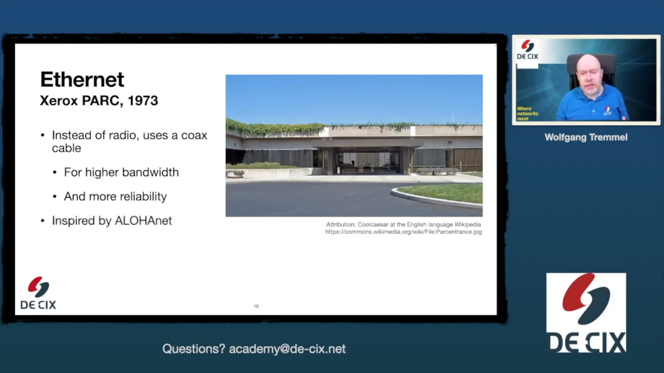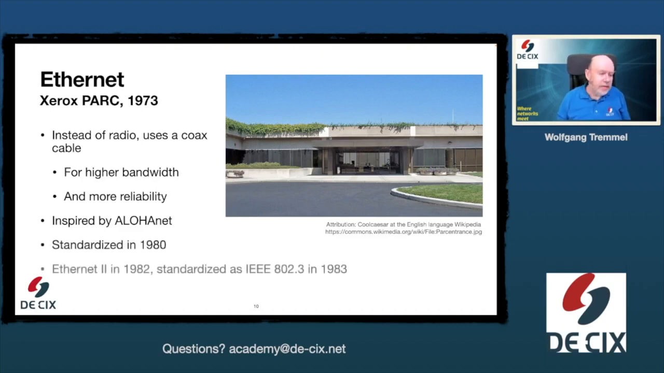The whole setup was standardized first in 1980, then as Ethernet 2 in 1982, and then as IEEE 802.3 in 1983. And this is basically what we're still using today.